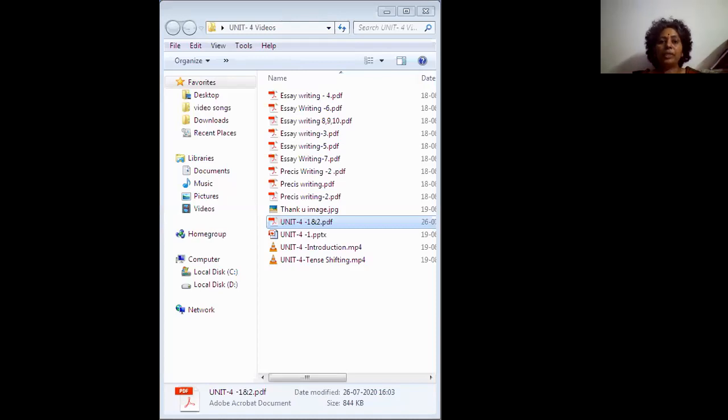In the previous session, we learned rules number 1 and 2. Once again, you see rule number 2 in tense shifting. Now you are going to practice the second rule and see the sentences and identify the difference between the present tense and past tense when we use a particular tense in the construction of the sentence here.